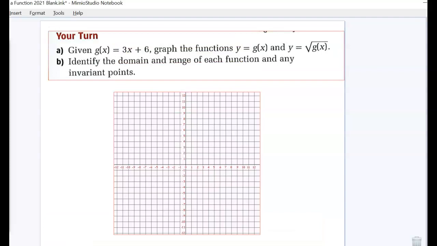All right, so now I'd like you to pause the video and try this one. You're given the graph 3x plus 6, and they want you to graph the square root of 3x plus 6.